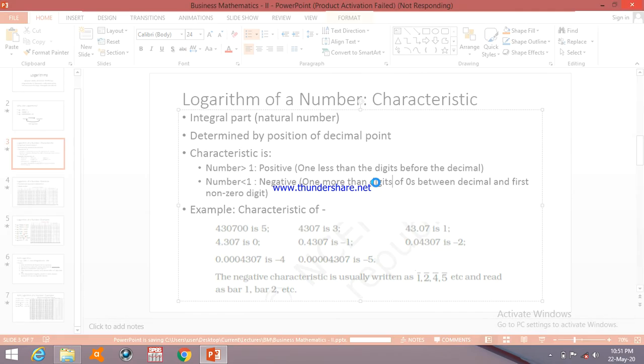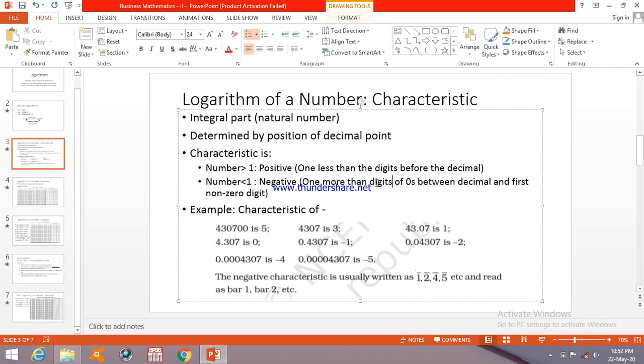Here it was fine, I think. So basically, whenever there is a number which is greater than 1, you now understand that the characteristic has got to be positive. If the number is less than 1, the characteristic has got to be negative, right? Okay, I think let me do it this way.